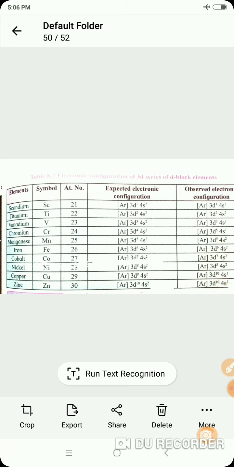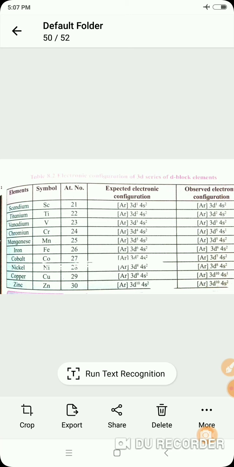We noted that the expected and observed electronic configurations of chromium and copper are different. The symbol for chromium is Cr, having atomic number 24. Its expected electronic configuration is [Ar] 3d4 4s2, but the observed electronic configuration is [Ar] 3d5 4s1. So there is a difference between the expected and observed electronic configuration.